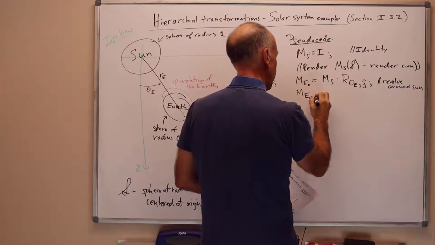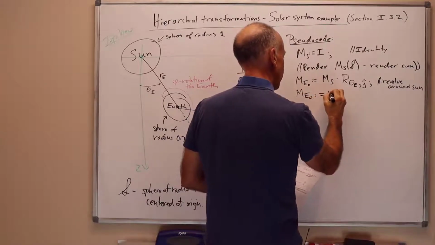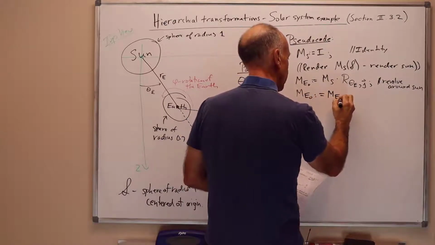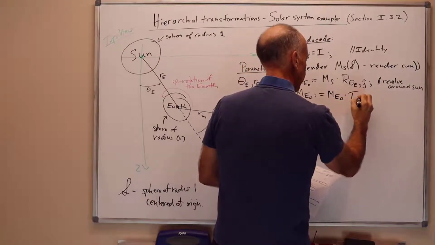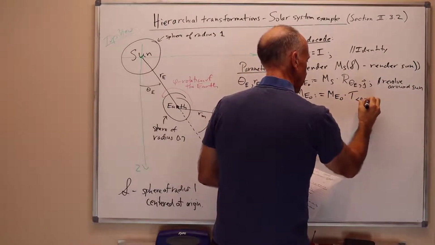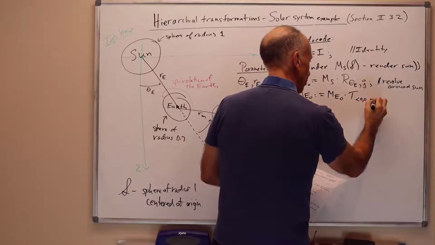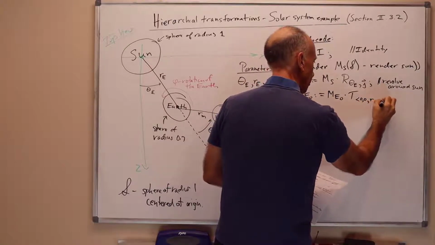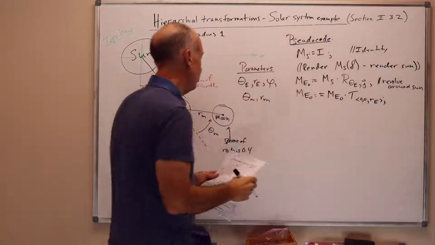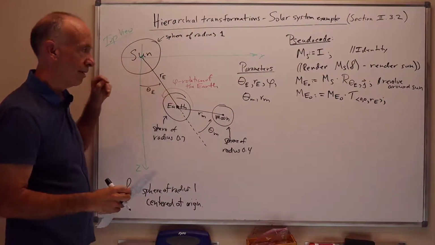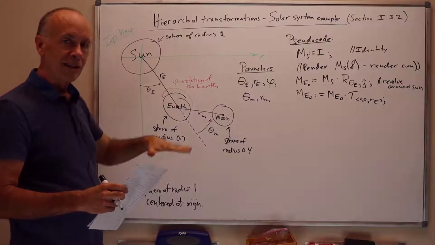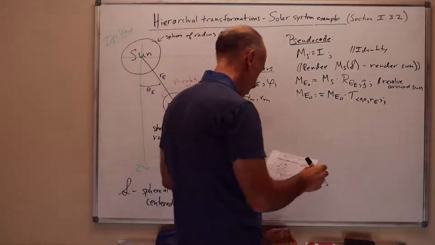And then we have another: m e0 is equal to m e0 times the translation T of 0, 0, r e. So this is what moves the Earth away from the sun. So we think of moving the Earth away from the sun, this and out. So let me write this out, and then let's go back to this and see why this makes sense.